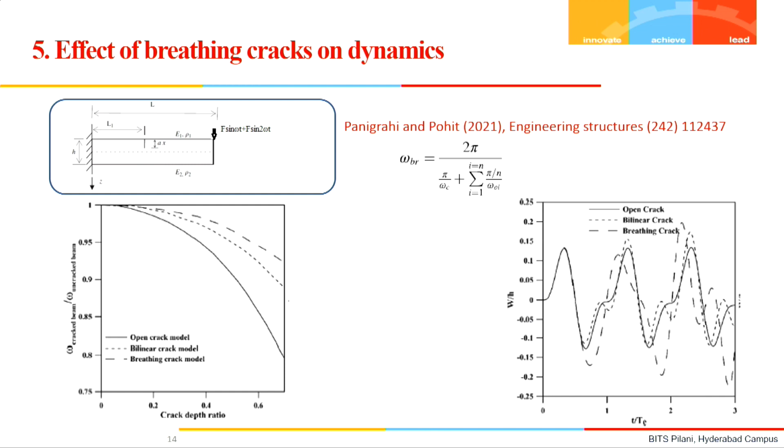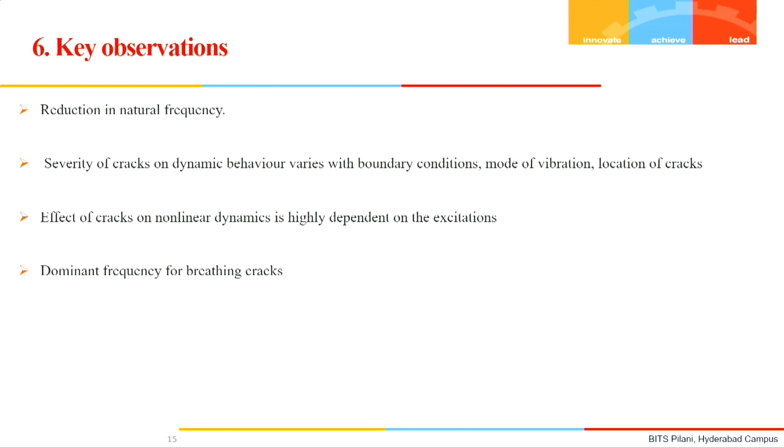So this is what I wanted to tell about how the crack affects the dynamics of the beams, and there are so many things to take out for the structural engineers. More or less, what we have discussed, the key observations, are reduction in the natural frequency. That is a very key fact: whenever there is a crack or a flaw, because of the induction of local flexibility, the natural frequency will reduce. That is a sure shot phenomenon that is going to happen.